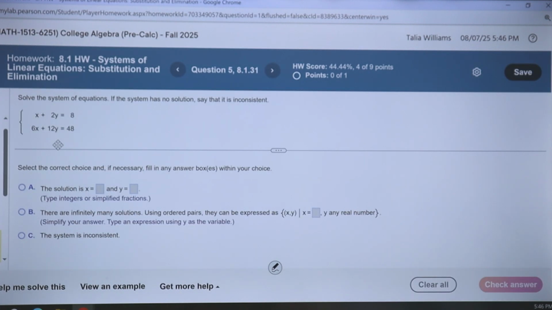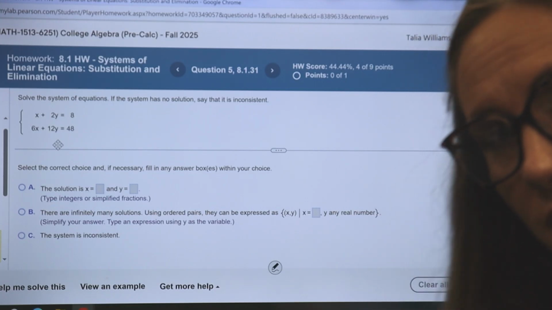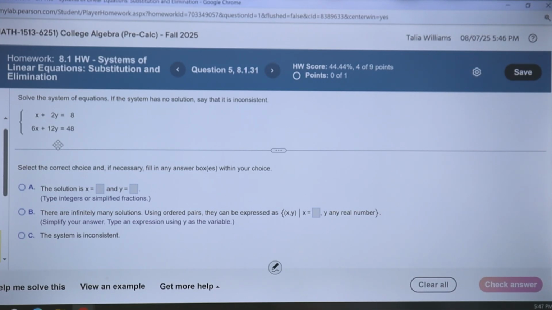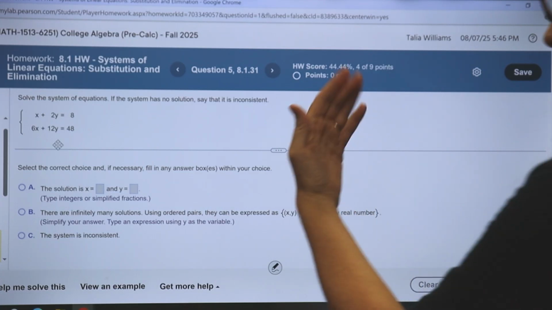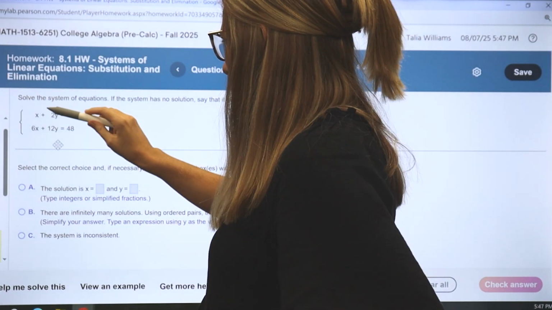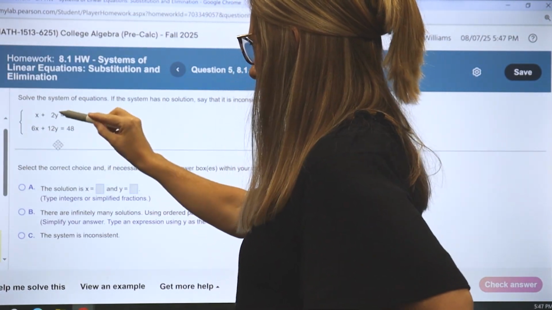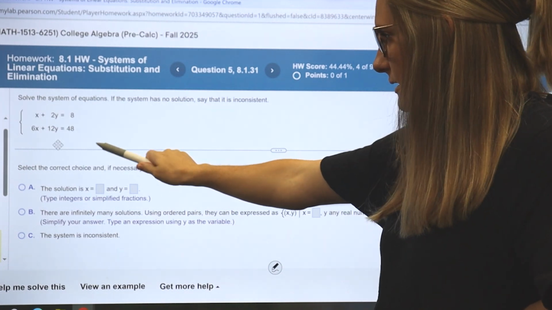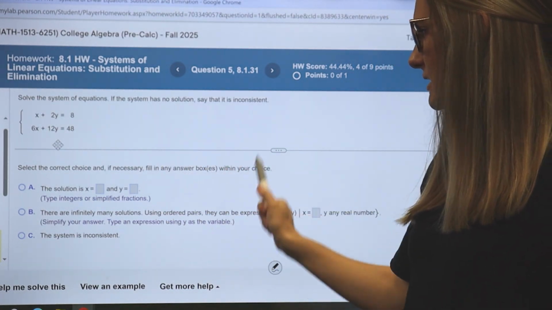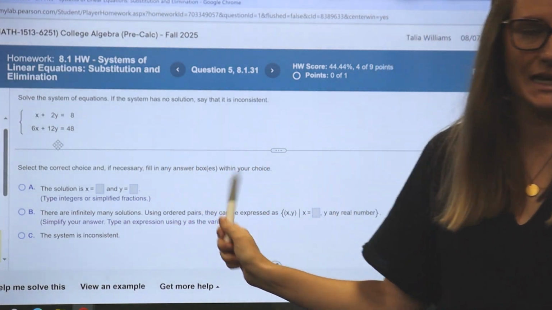Okay, let's see. X plus 2y equals 8. 6x plus 12y equals 48. They all have the same signs. They're all positive. When they're all positive, I know that something is going on. So when everything's positive, I start looking to see if they're by a multiple. This one, if I multiply by 6, 6x. If I multiply by 6, 12y. 8 times 6 is 48. This one, I believe, is going to be the exact same line.